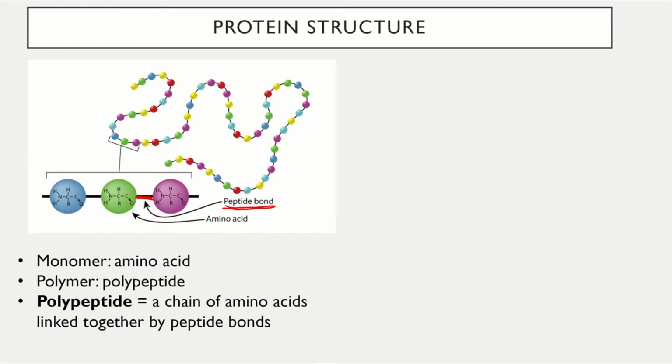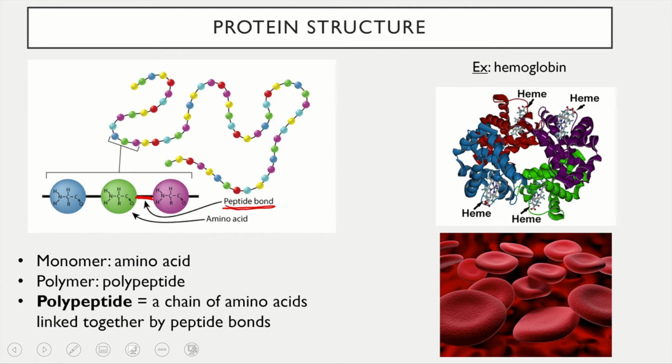Now, proteins can be made of one polypeptide chain or many polypeptide chains, such as in hemoglobin. So here we see the structure of hemoglobin, which is a protein found in your red blood cells. Now, this protein is made of 4 polypeptide chains put together, so each one is represented in a different color here. And hemoglobin is a really important protein because it helps our red blood cells carry oxygen. So now let's look at some of the other functions of proteins.